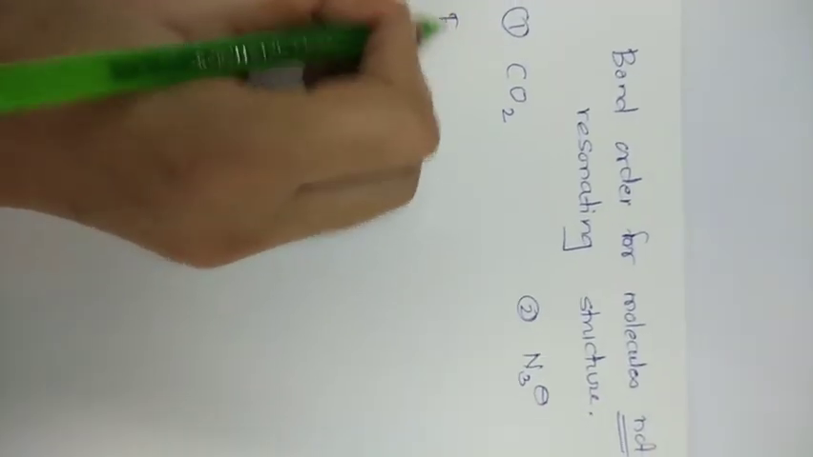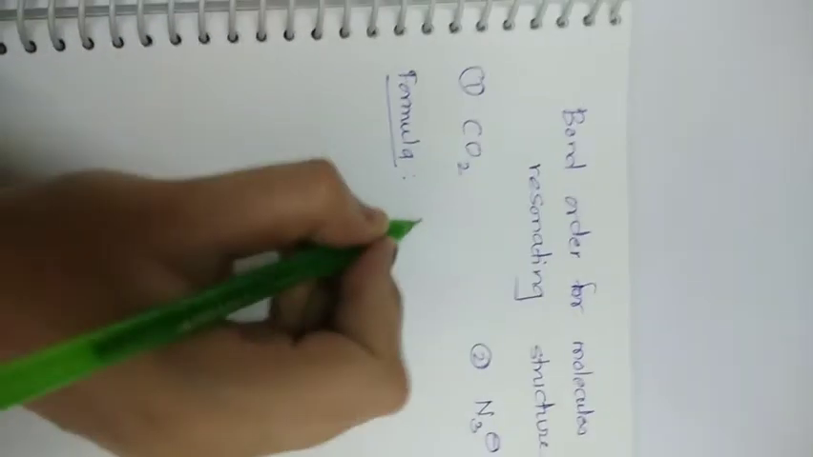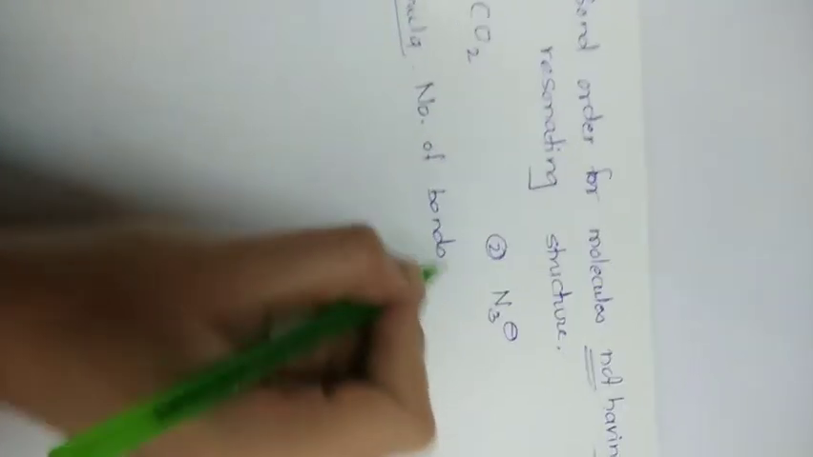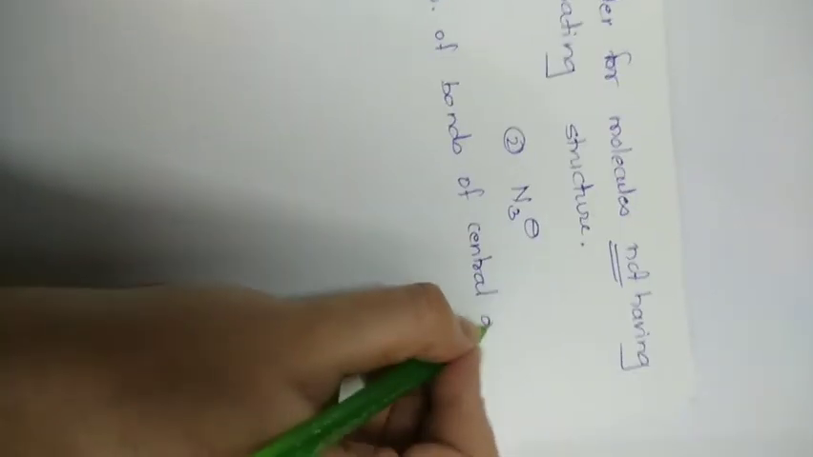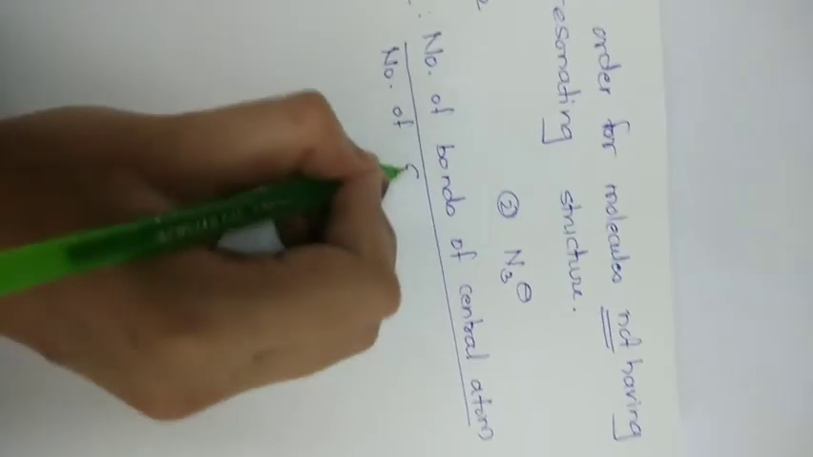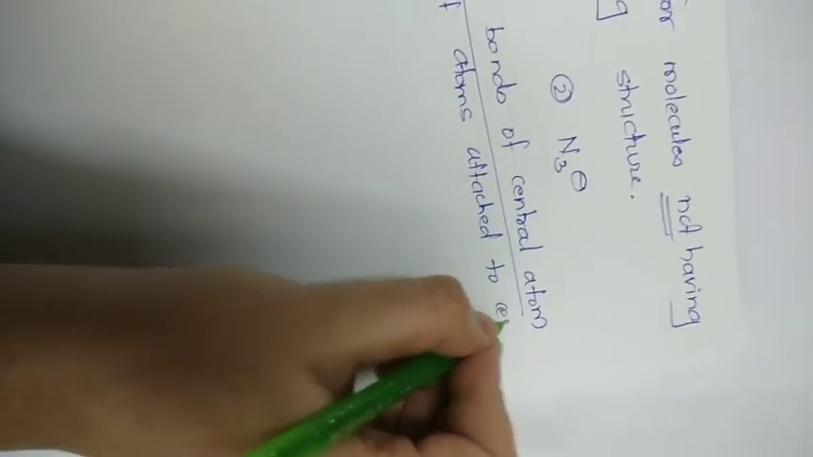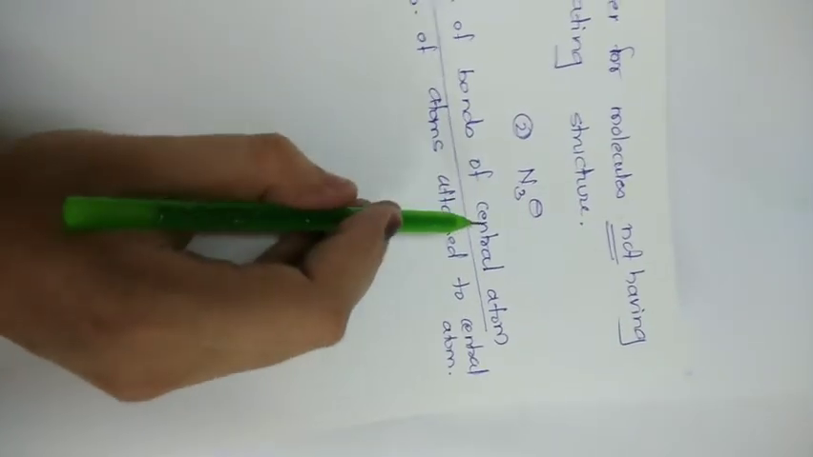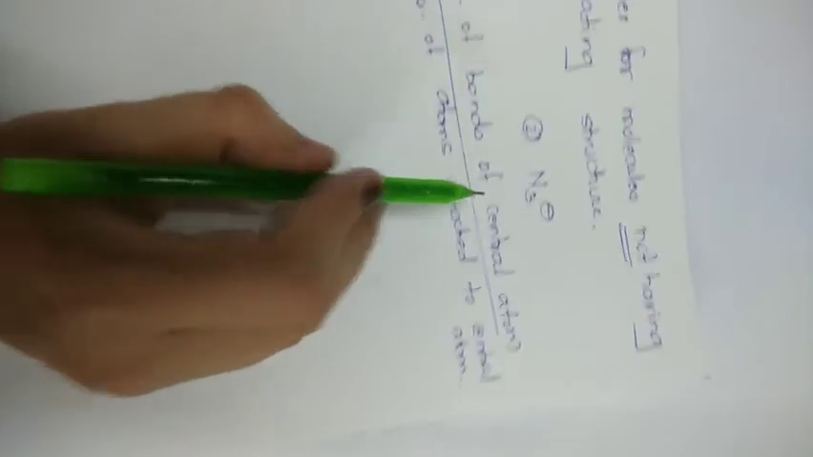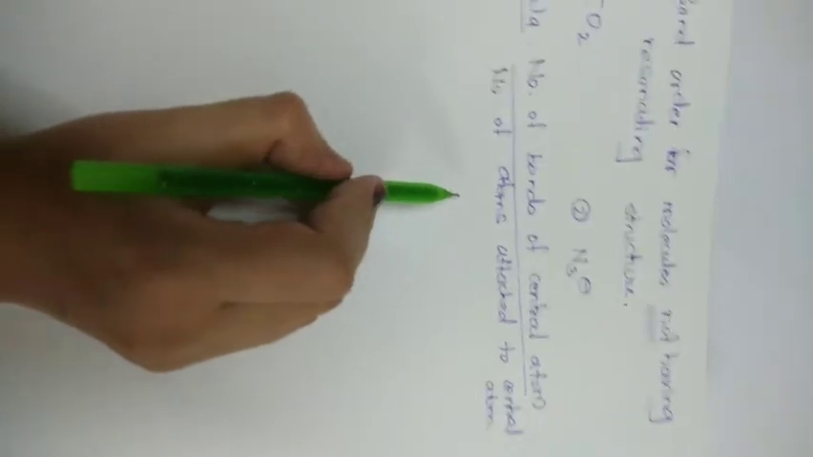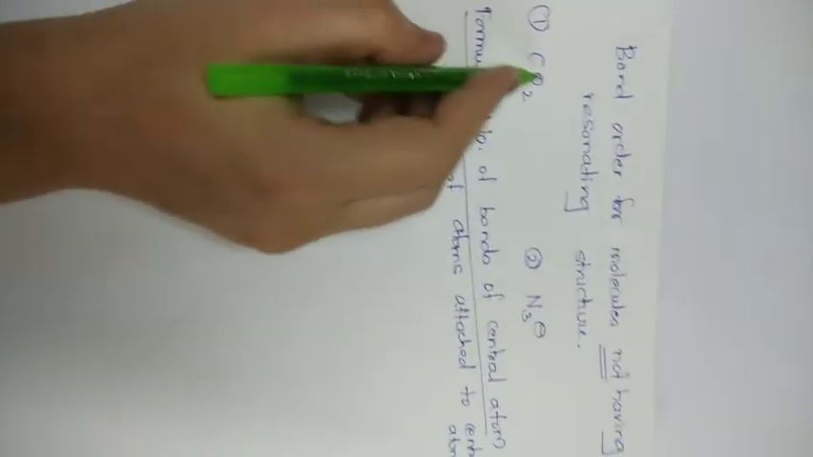So the formula, or you can say the trick, for this comes out to be: number of bonds of central atom upon number of atoms attached to central atom. Here also you can see number of bonds of central atom. The central one is important, so it will be taken first, and the number of atoms attached to the central atom will come downside in the denominator. So let's calculate for CO2.